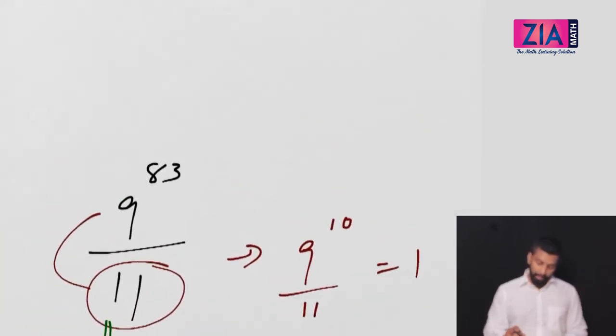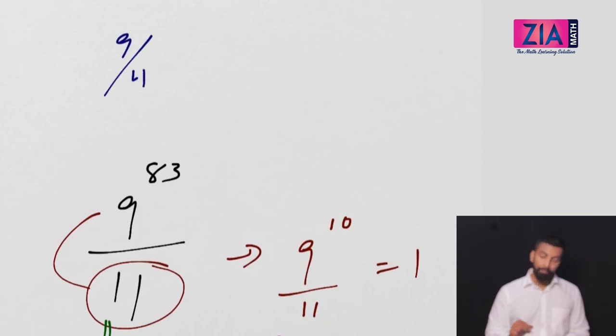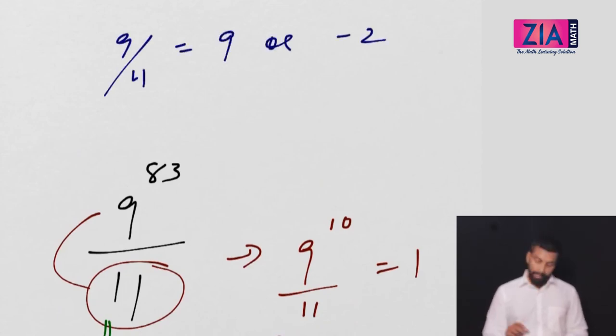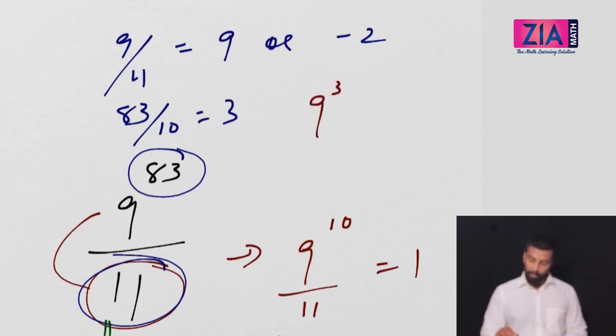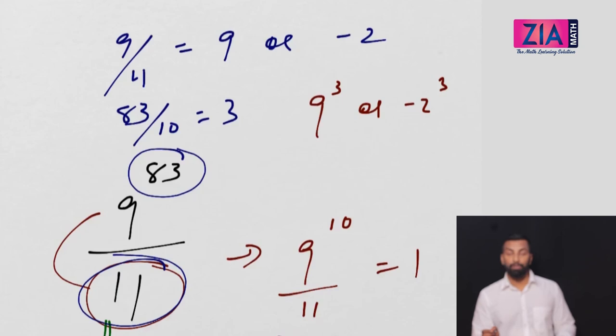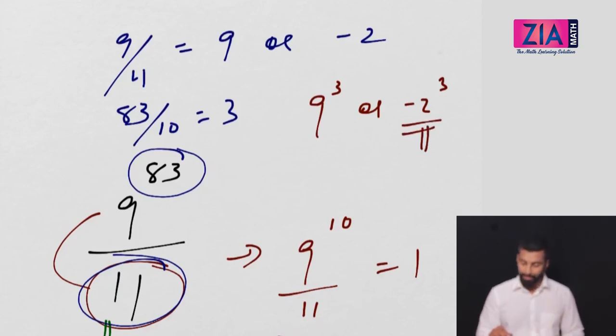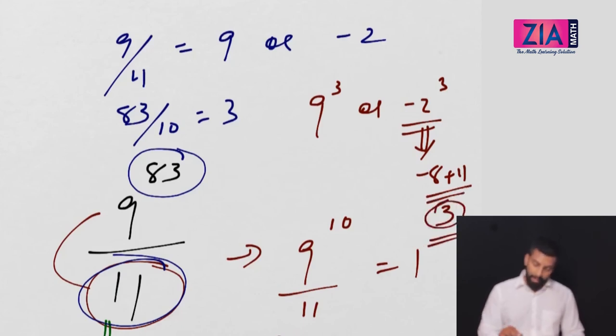Or in 2 steps, how will you solve? First is 9 by 11. What is the remainder? You can either write 9 or you can write minus 2. Second step, divide the power 83 with the Euler's number of the denominator. So 83 by 10, you get 3. So your answer is either 9 raised to 3 or minus 2 raised to 3. Which one is better? Minus 2 raised to 3 is obviously better, minus 8. Since negative, add the denominator, you get 3 as your answer. Or you will get 729 here, you need to again divide with 11.